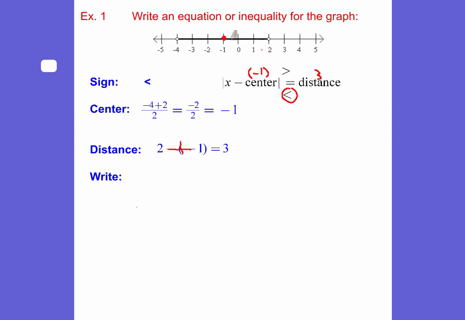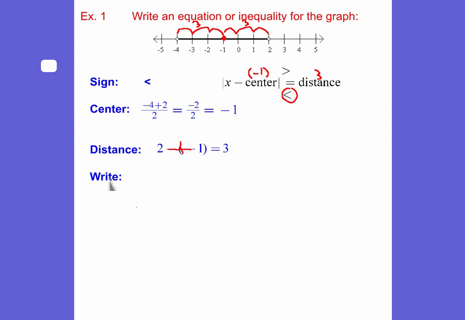And you can kind of tell that just from looking at the graph. Once I've plotted the center, if I count over 1, 2, 3 spaces, that's my distance. I can do the same thing in the other direction. 1, 2, 3 spaces. So -4 and +2 are both 3 spaces away from our center at -1. This is another way you could figure out the distance once you knew the center.